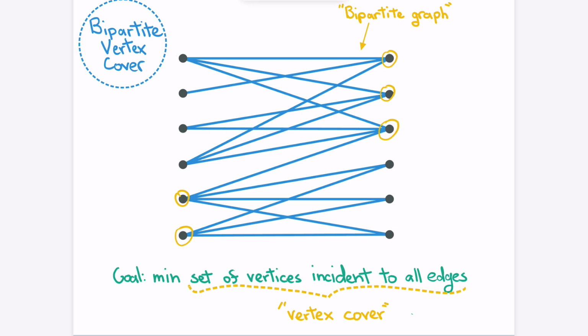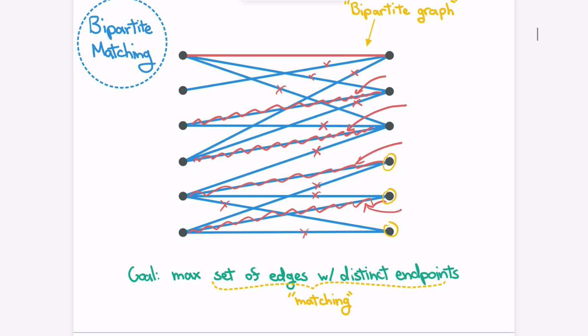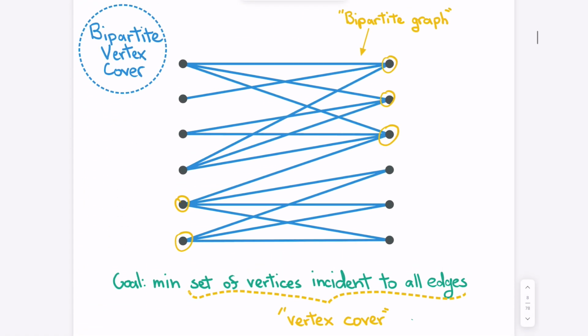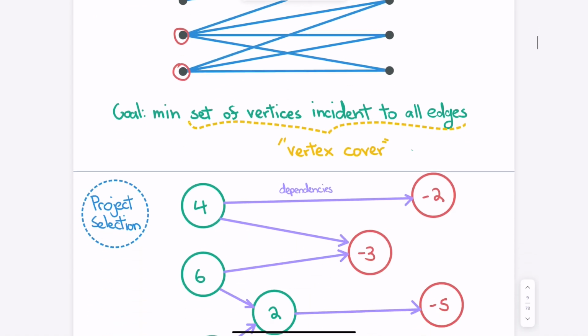What does that mean relative to the matching? You have to take at least one endpoint from every edge in your matching. So matching is always less than or equal to vertex cover. So here you actually have proven them to be optimal. Okay, all right, that's another problem.